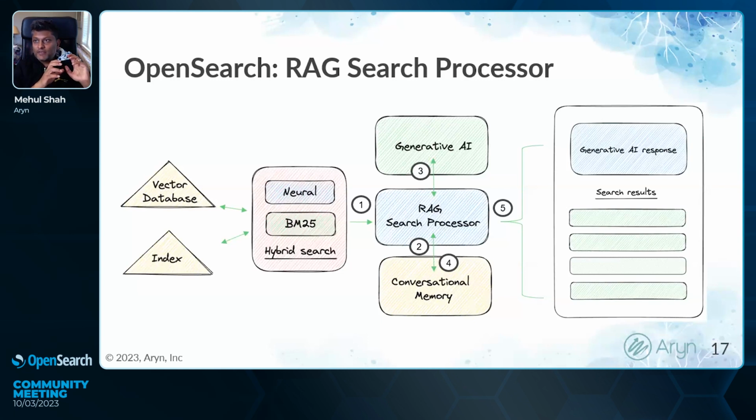The RAG search processor also stores the interaction, the input, the output response, and all of the stuff that's come back, as another interaction inside of the conversational memory, and then sends the results back to the application. So it's fairly straightforward, but the nice thing is this is integrated with the rest of OpenSearch. It's integrated with all the security mechanisms and the scaling mechanisms that we have, so you don't have to build that separately on your own.